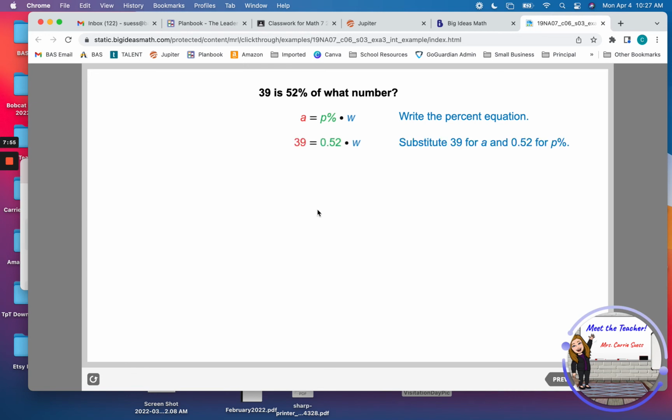Now change 52% to a decimal. 0.52. All right, now we're solving for W. How do I get W by itself here? You divide. We're going to divide both sides by 0.52. What is 39 divided by 0.52? 75. 75 is your whole number. So 39 is 52% of 75.